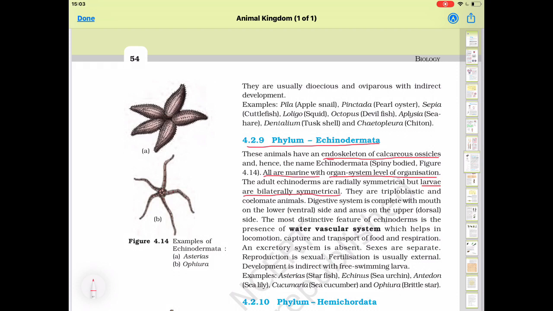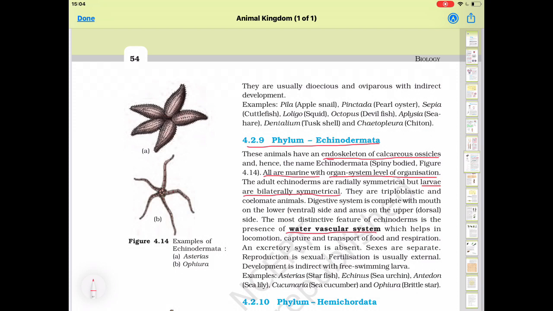The most distinctive feature of echinoderms is the presence of water vascular system, which helps in locomotion, capture and transport of food, and respiration. In them, a special system known as water vascular system is present, through which they can respire and transport food material. It helps in locomotion also.